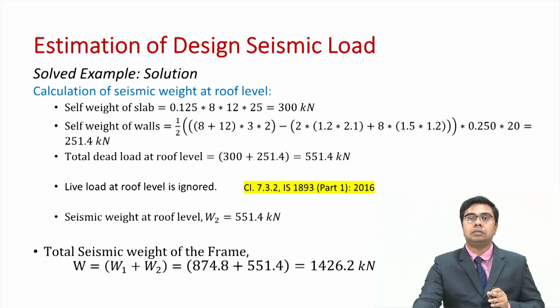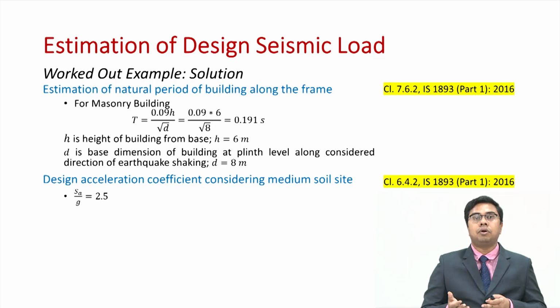So, the total seismic weight of the building actually is equal to 1426.2 kilonewton. Here we have added the seismic weight of the first floor and the roof level. Once we have the seismic weight known to us, we shall obtain the dynamic properties of the building. What are the dynamic properties of the building? Essentially the natural period, if we are following equivalent static method to obtain the design seismic load.